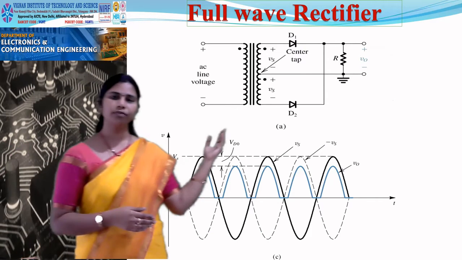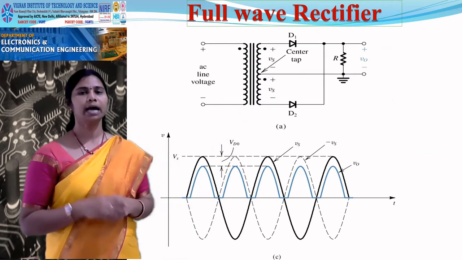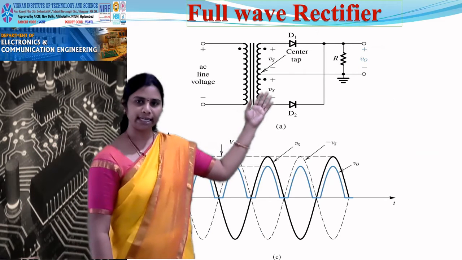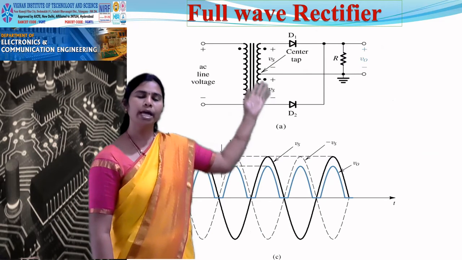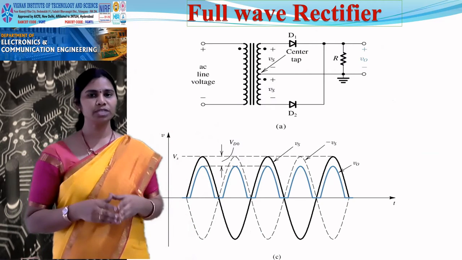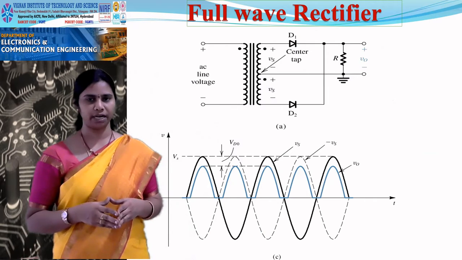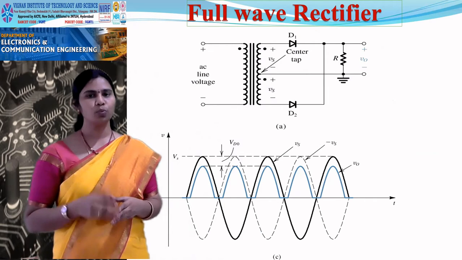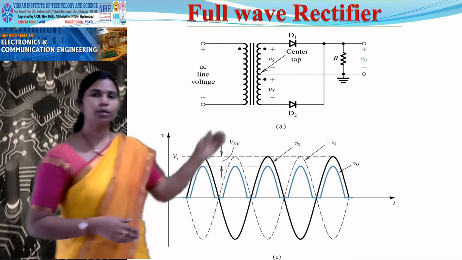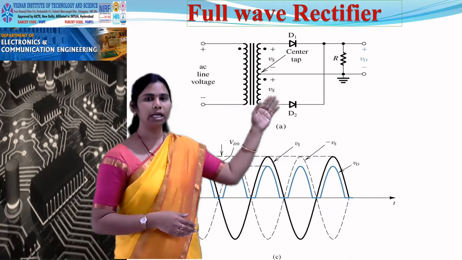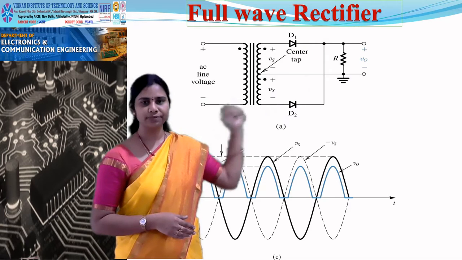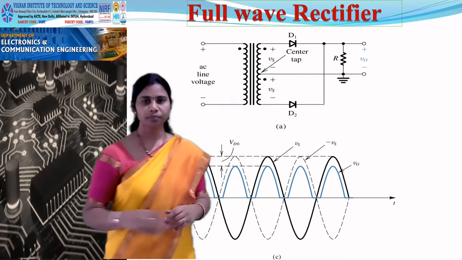Now we can go with the full wave rectifier with 2 diodes. That means additionally you have added one more diode to the half wave rectifier along with the center tap transformer, which will give you full wave rectification. In half wave, when you have used a single diode, only half of the wave is rectified. Now we will use one more diode so that we can get full wave rectification. But we have to check how this operates. Accordingly, we will know whether full wave rectification can be done using this center tapped full wave rectifier.